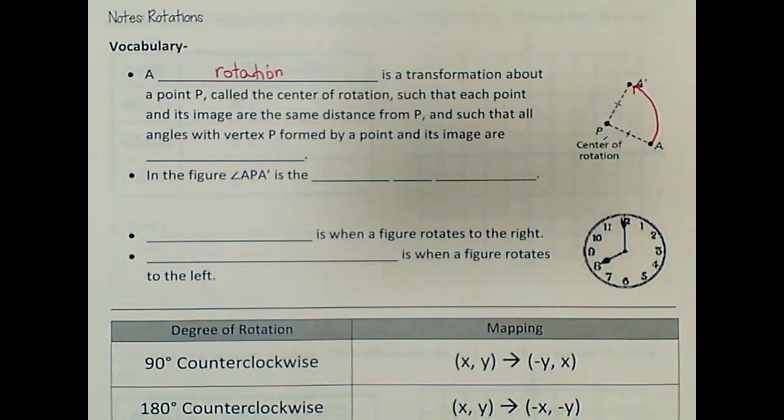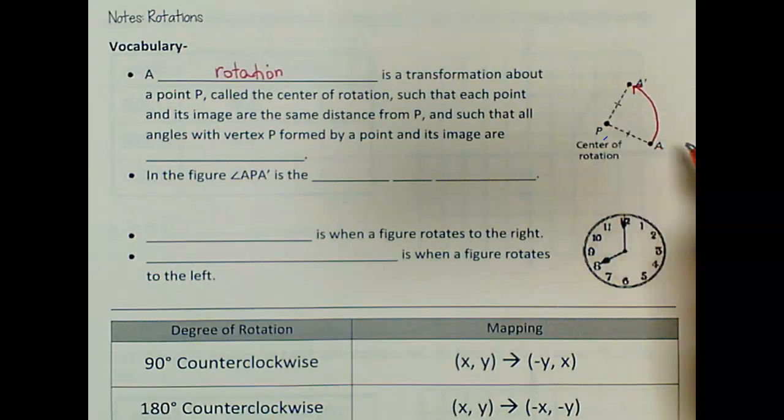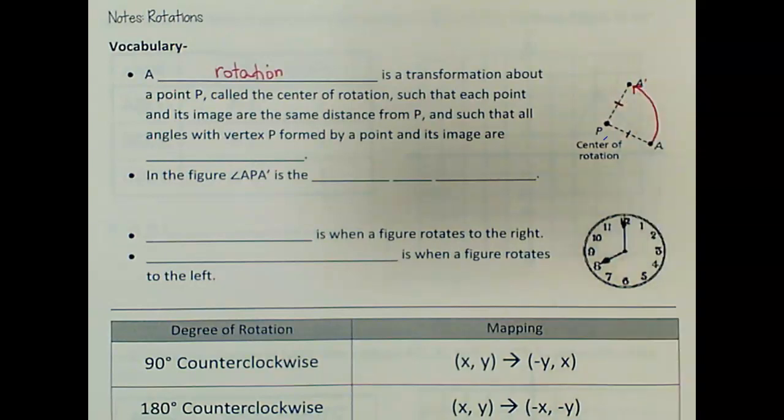So a rotation is a transformation about a point P, called the center of rotation, such that each point and its image are the same distance from P. So we have distances that are congruent. So they're the same distance from P, and such that all angles with vertex P formed by a point and its image are congruent.